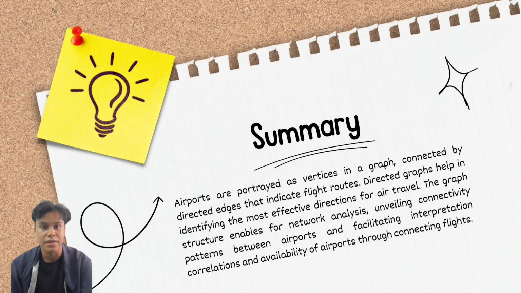So the summary of this presentation is that airports are portrayed as vertices in a graph connected by directed edges that indicate flight routes. Directed graphs also help in identifying the most effective direction for air travel. The graph structure enables network analysis, unveiling connectivity patterns between airports and facilitating interpretation of correlations and availability of airports through connecting flights. That's all.